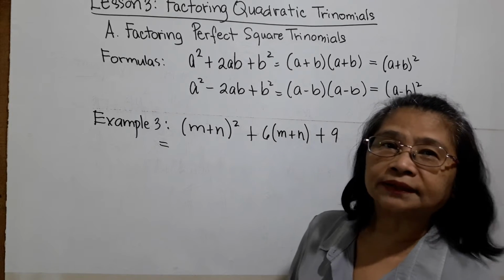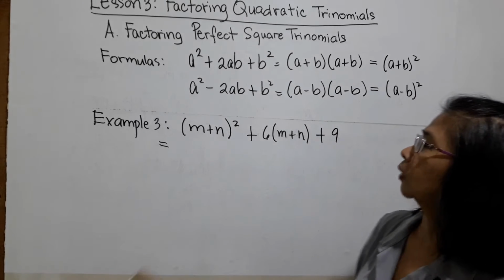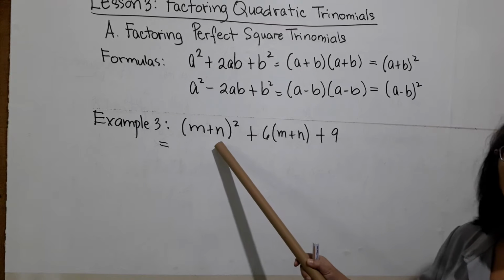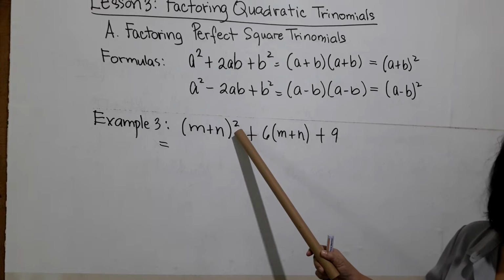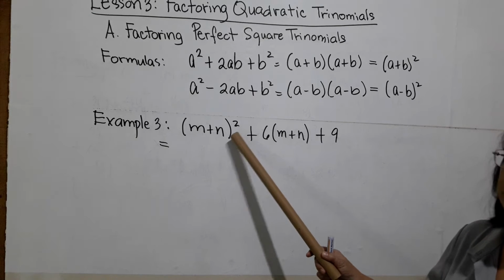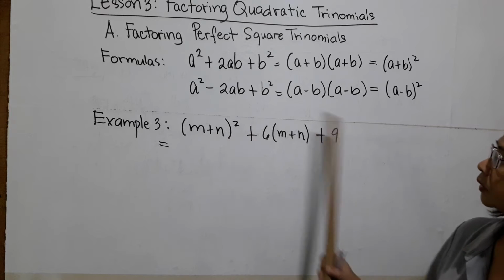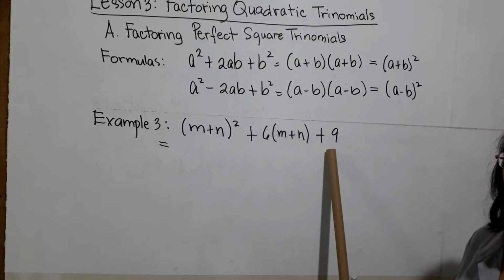Okay, let's have example number 3. What do you notice with the first term? It is a binomial raised to the second power. But still, this term is a perfect square. What about 9? Is it also a perfect square?